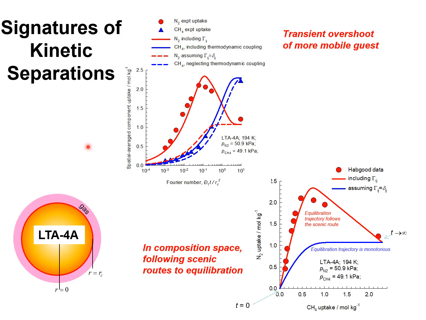There is another way in which we can plot this data, and that is in composition space. We plot the nitrogen uptake versus the methane uptake. These are the component uptakes at time t0 at the start of the experiment. And this point here is t equals infinity, when equilibrium is reached.